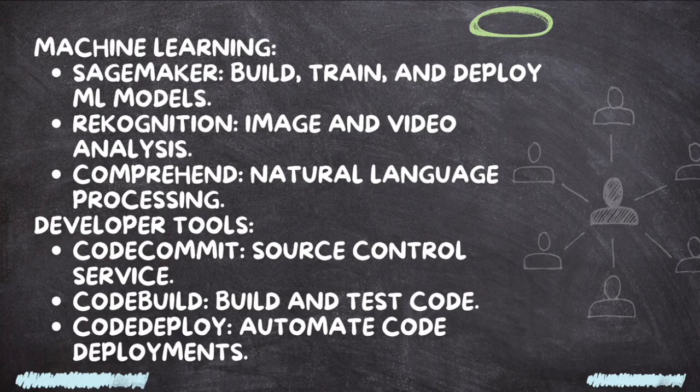Then we have developer tools. First off, we have CodeCommit, which is used for source control. Then we have CodeBuild. You can also build and test code inside of the AWS server. If you're still confused about it, you don't have to be, because I'm going to open everything up step by step in this whole course. Then we have CodeDeploy, which is an automated code deployment service.